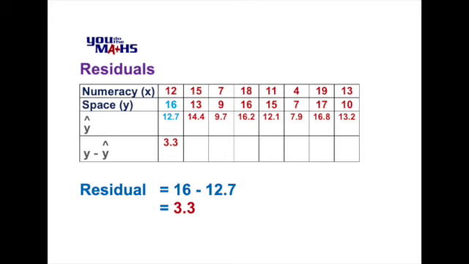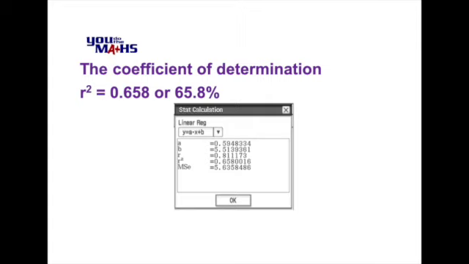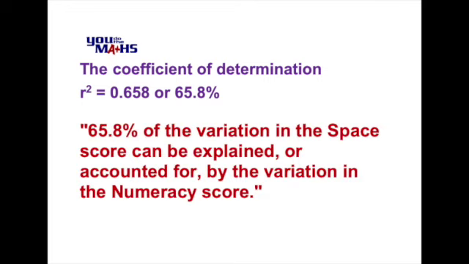The last thing we'll look at in this video is called the coefficient of determination. This is basically the correlation coefficient squared. We can express this as a decimal or a percentage, and its meaning is based on how it relates between the two variables. In this case, because r squared is equal to 0.658 or 65.8%, we can say that that percentage of variation in the space scores can be explained or accounted for by variation in the numeracy score. Now it does not imply causation. Causation is where one variable causes another, and the correlation coefficient does not prove that. It just proves that there's a link between the two variables.